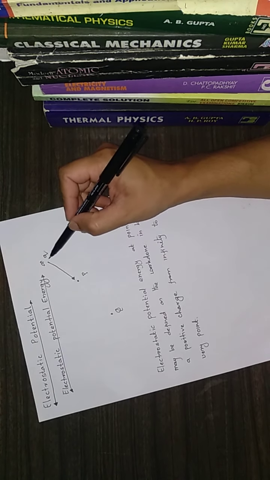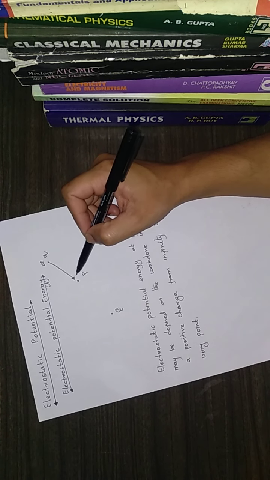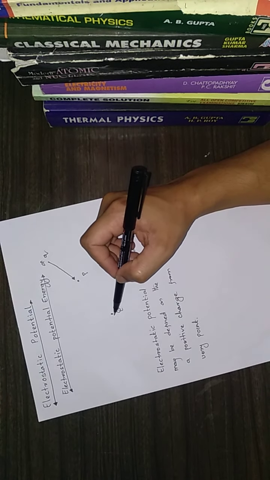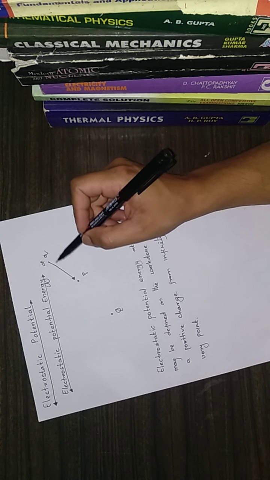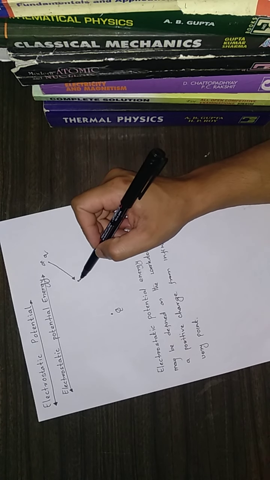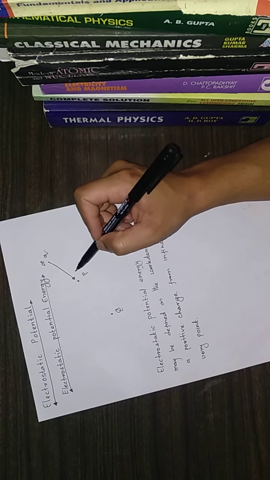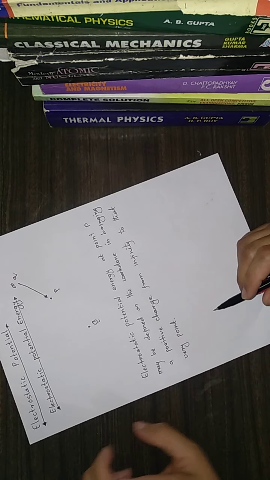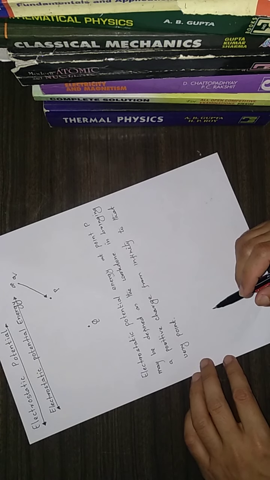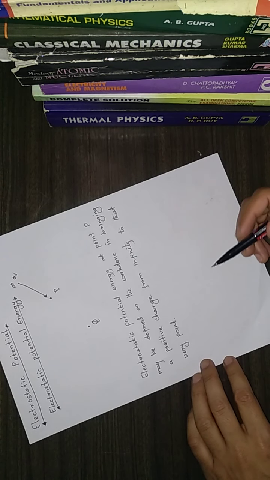So if I bring a positive charge Q from infinity to a point P around the charge, then the work done in bringing this charge from infinity to point P will be the potential energy at that point P. Now, what is electrostatic potential? There is a relationship between electrostatic potential and electrostatic potential energy.